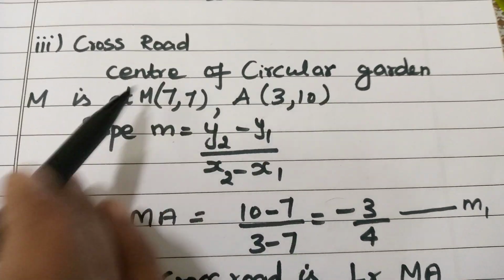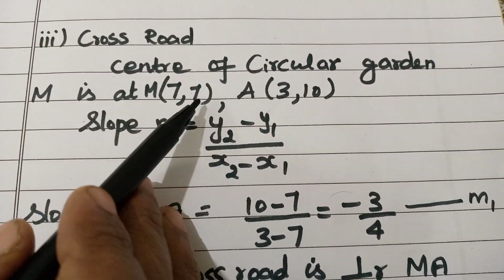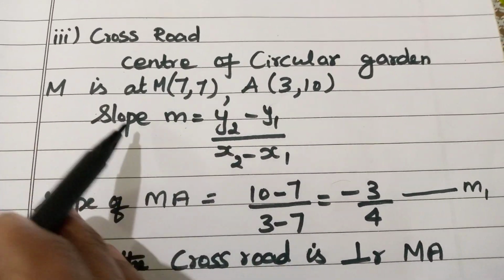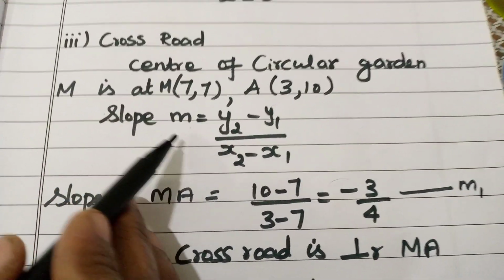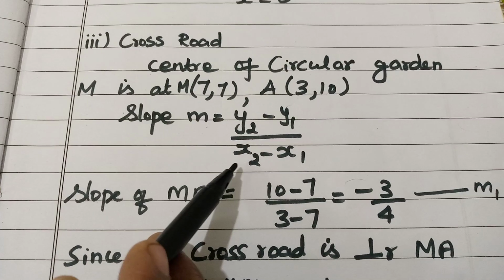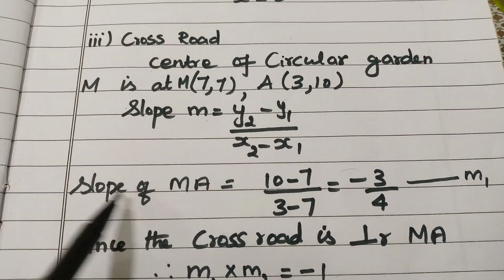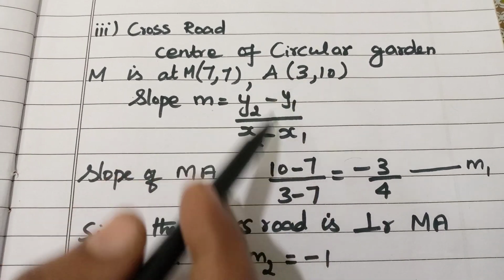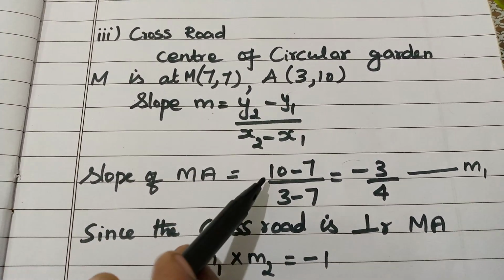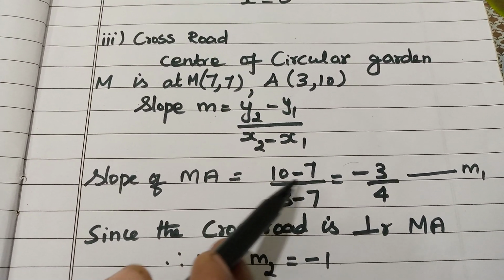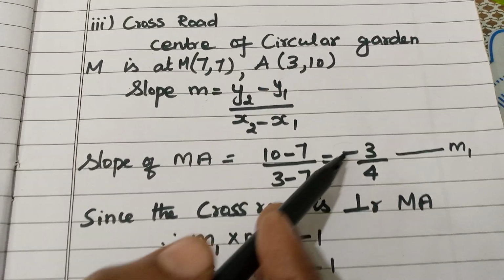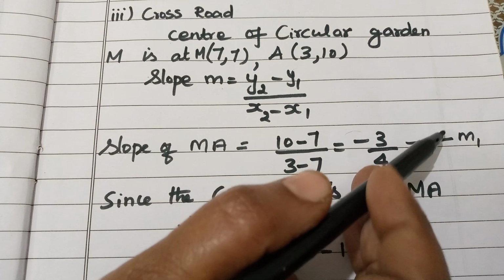The center of the circular garden is M(7, 7), and A(3, 10) is the given point. So two points are there. What is the slope formula? We know that it is (y2 minus y1) by (x2 minus x1). So we are going to find the slope of MA. Here x1, y1, x2, y2. Substitute these values in the formula. We get (10 minus 7) by (3 minus 7), which is minus 3 by 4. Let us take it as M1.